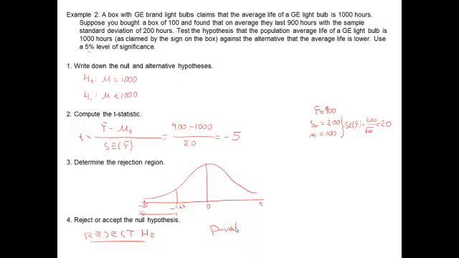Let's calculate the p-value associated with this test. The p-value would be the probability that the t-statistic falls into the region beyond -5. So what is the probability that we would get a test statistic as low as -5? That is, of course, off the charts, and so the probability is 0.